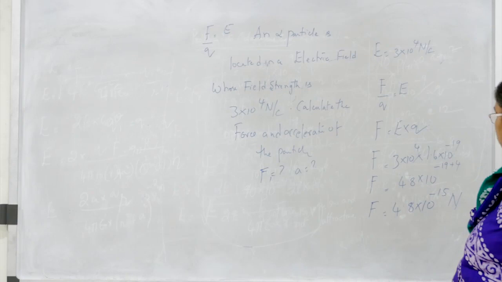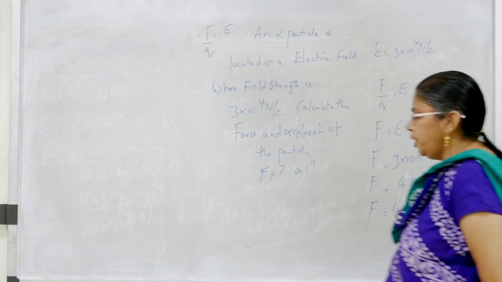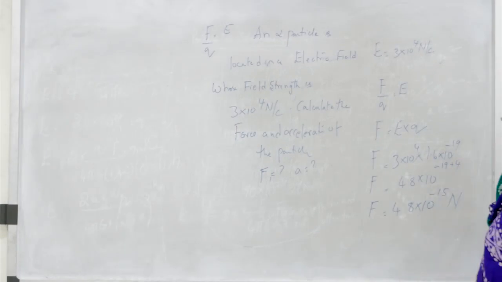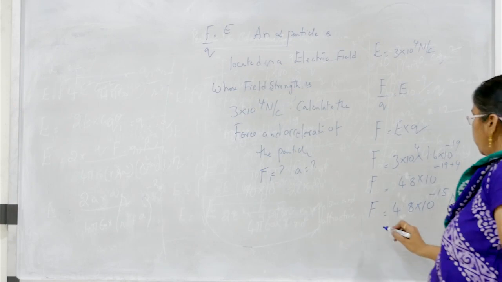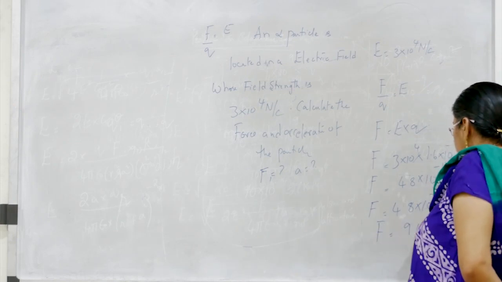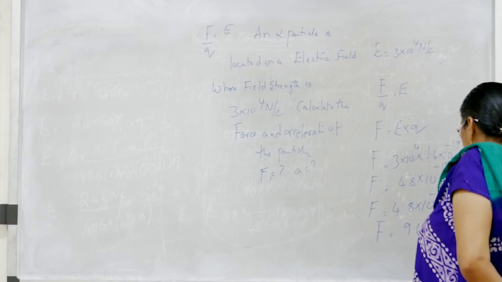Now he is asking you to calculate the acceleration. This is for an electron. So you have to multiply by 2 in order to get the force on it, because it is 2 times the charge. So the force is 9.6 into 10 power minus 15 newtons.